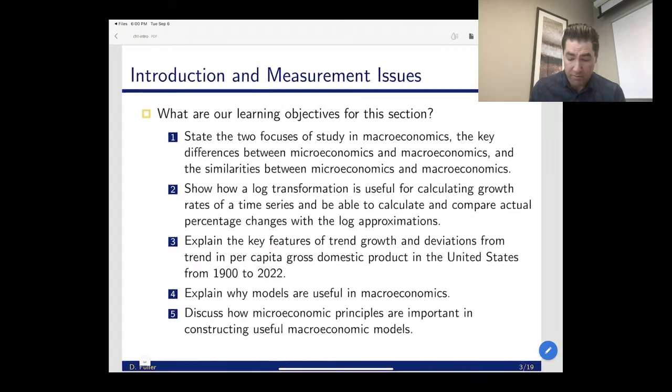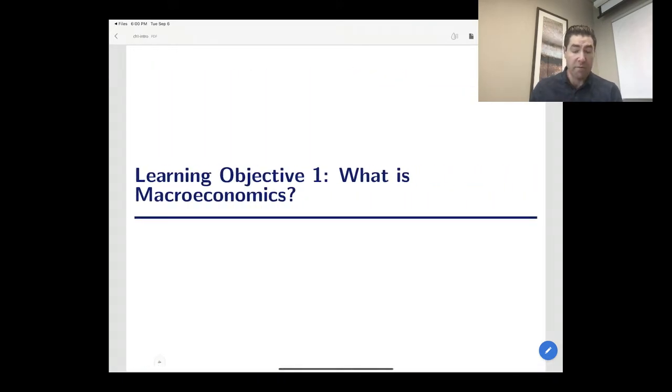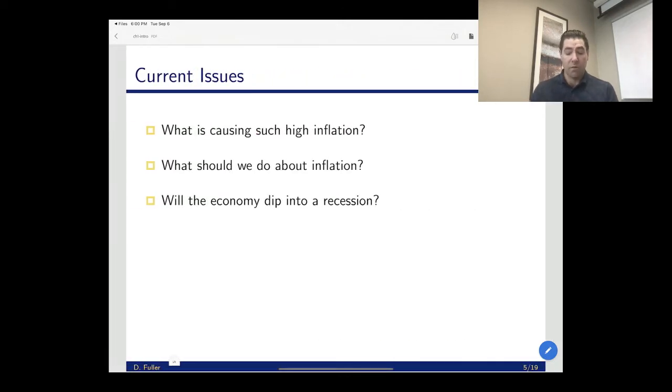Okay, so let's start with the very first learning objective. What is macroeconomics? There are a lot of issues that you're going to see in the news currently. We have all sorts of talk about inflation. Inflation is high, 8 to 10% over the past year. So what's causing this high inflation? That's a question of macroeconomics, a question we're going to tackle in this class. What should we do about that inflation?